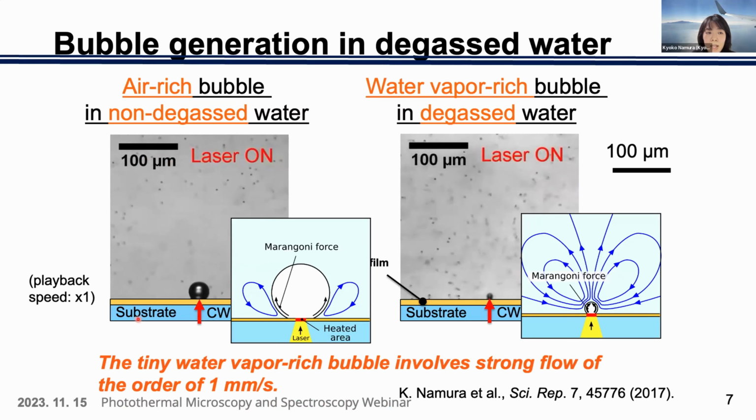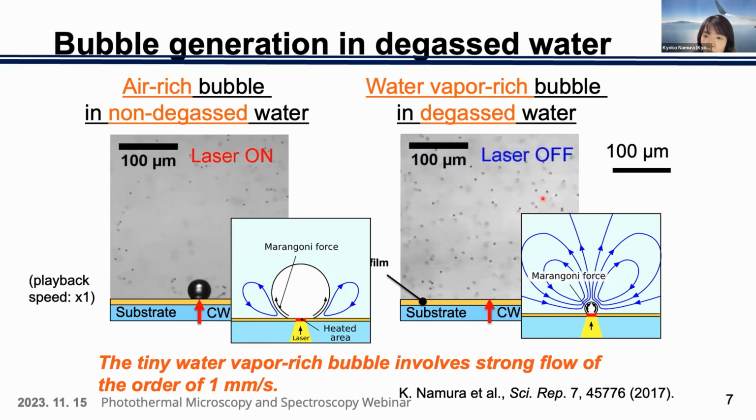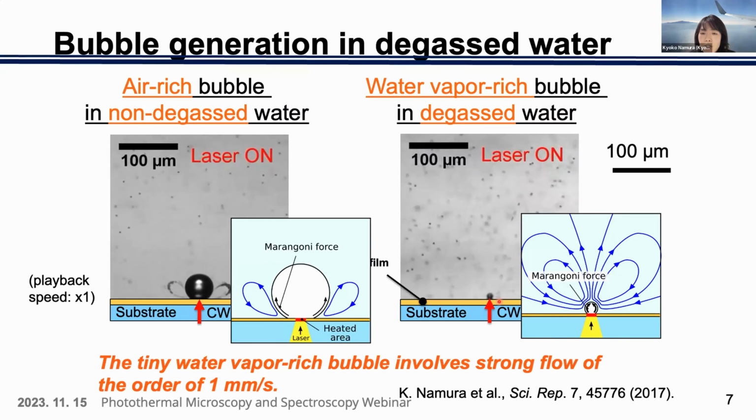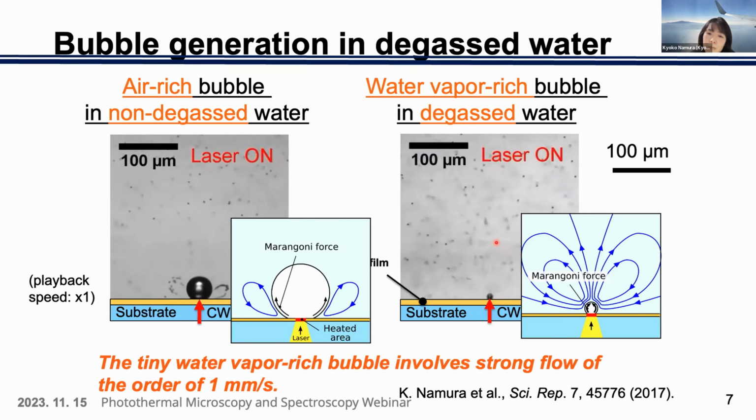And you can see a Marangoni flow around it. But if you degas the water, then you can create a water vapor-rich bubble here, with a diameter of around 10 micrometers. And in addition, this bubble induces really strong flow around it. Such strong flow is expected to be useful for microfluidic pumping, mixing, and so on.